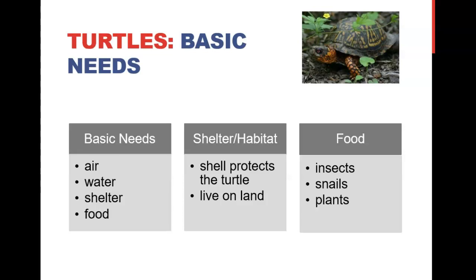Okay, so let's go a little bit further into the foods. The box turtle is an omnivore. That means it eats plants and animals. It eats slugs, snails, earthworms, wild berries, blackberries, mushrooms, insects such as grasshoppers and crickets, and some dead animals, maybe such as ducks or frogs.